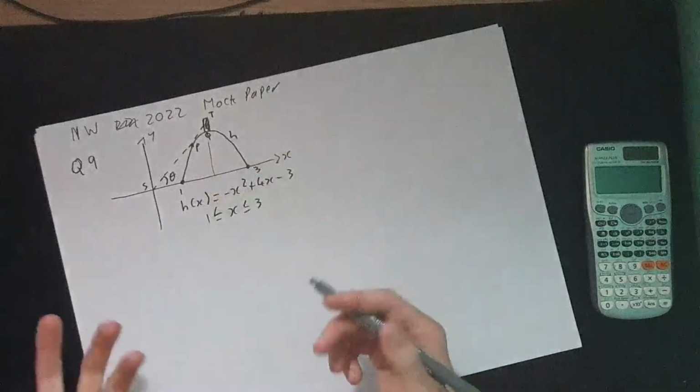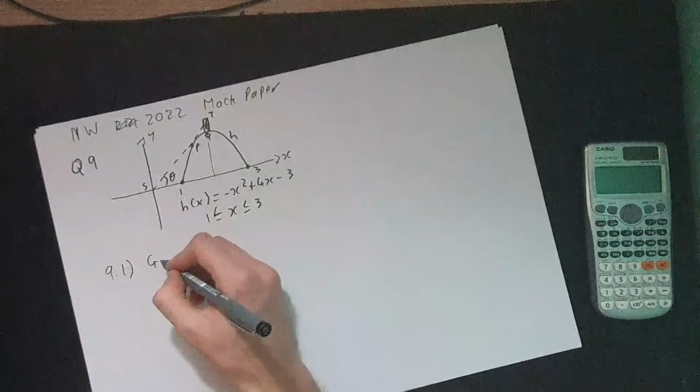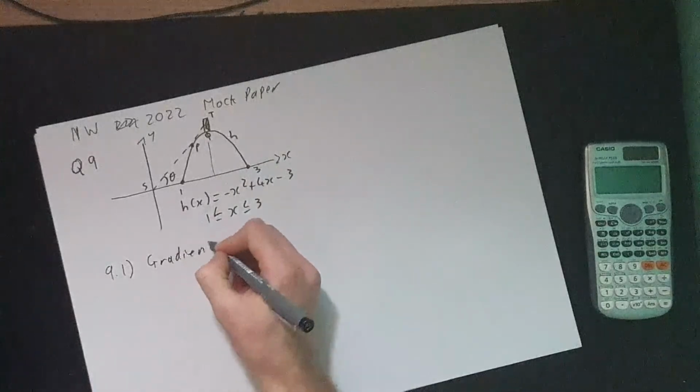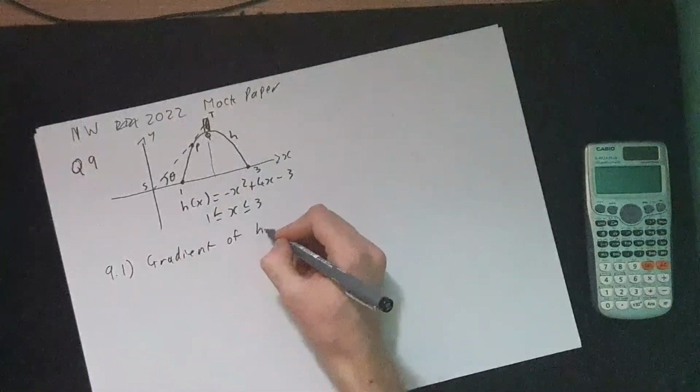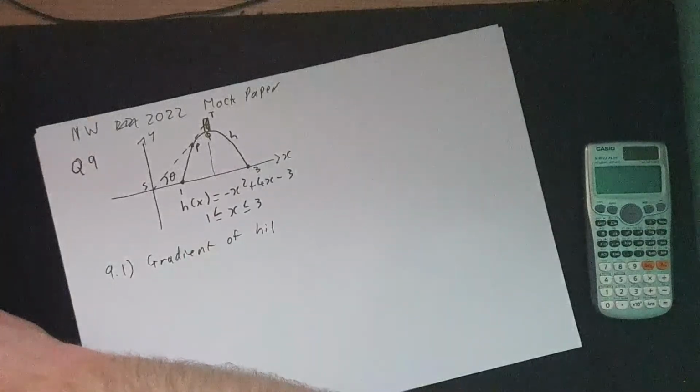Okay, so we want the gradient of the hill. 9.1, we want the gradient of the hill. Okay, which means what? We want the gradient of the function. So essentially we want the derivative of the function. Okay, so let's have a look.